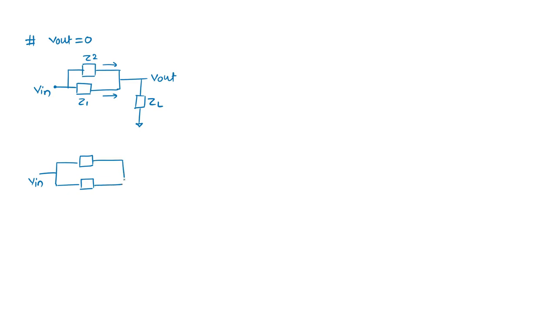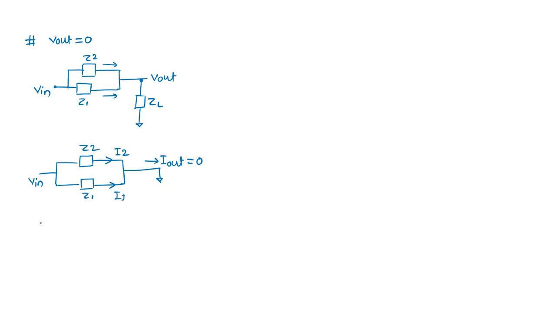So what do you do? While we short this output, simply ZL will not be effective. So I'll remove the ZL. This is my I out, and it should be equal to 0. Okay. So this is my I2, this is my I1, this is my Z1, this is Z2.